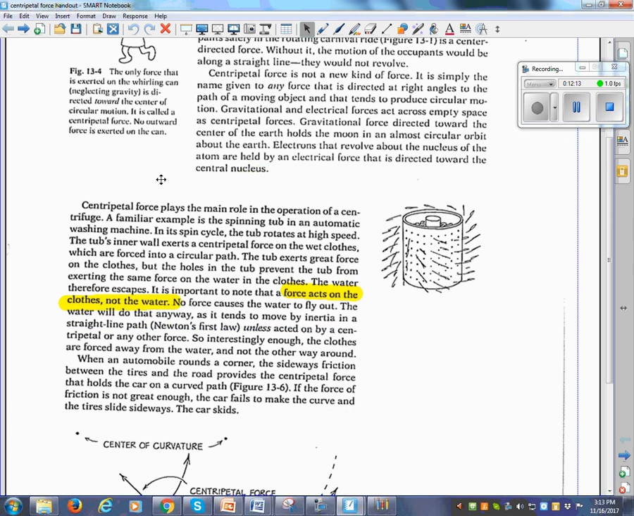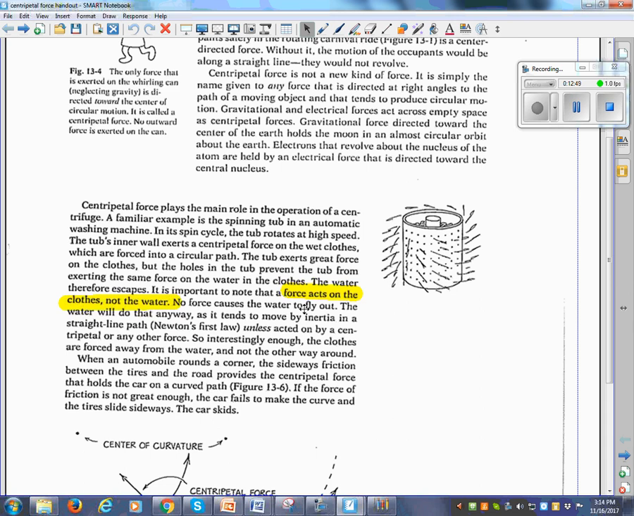Centripetal force plays the main role in the operation of a centrifuge. A familiar example is the spinning tub in an automatic washing machine. Maybe you know where it is in your house. In its spin cycle, the tub rotates at high speed. The tub's inner wall exerts a centripetal force on the wet clothes, which are forced into a circular path. The tub exerts a great force on the clothes, but the holes in the tub prevent the tub from exerting the same force on the water in the clothes. The water therefore escapes. It's important to note that a force acts on the clothes, not the water.